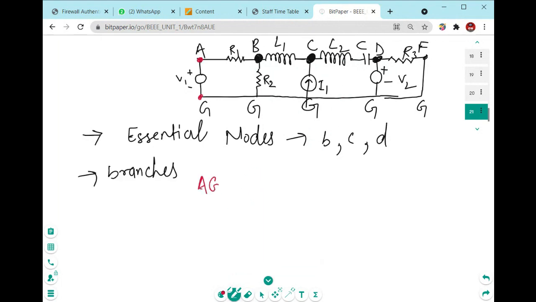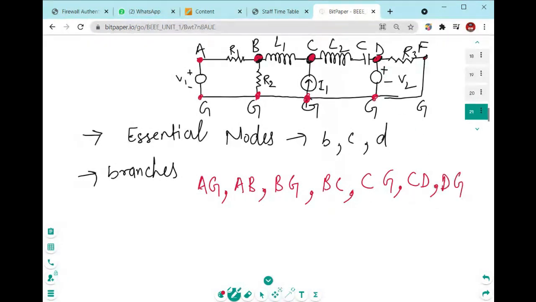First we will represent AG, then we will start from AB. AB is also a branch. Then we will start from B to G. B to G is also a branch. Then B to C is also a branch. Then we will start from C to G. C to G is also a branch. Then C to D is also a branch. Then D to G is also a branch. Then D to F is also a branch.